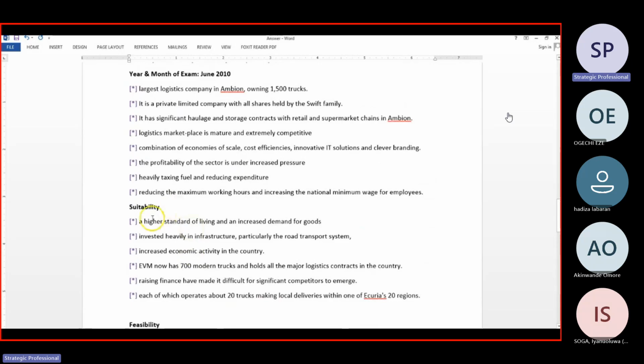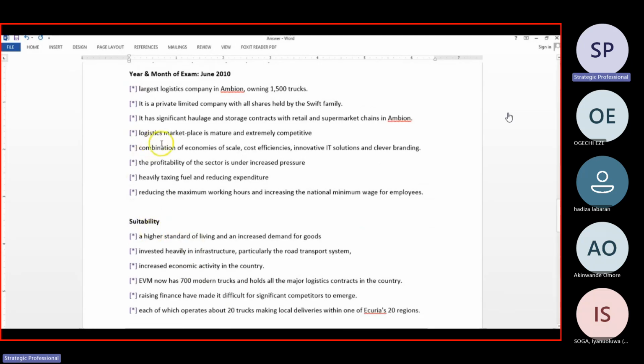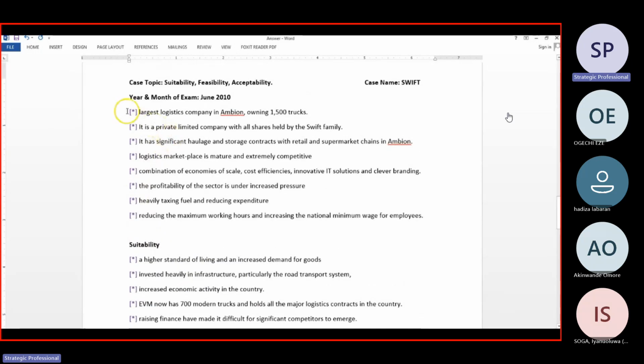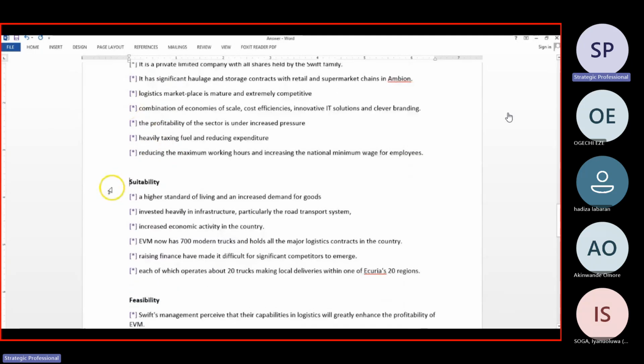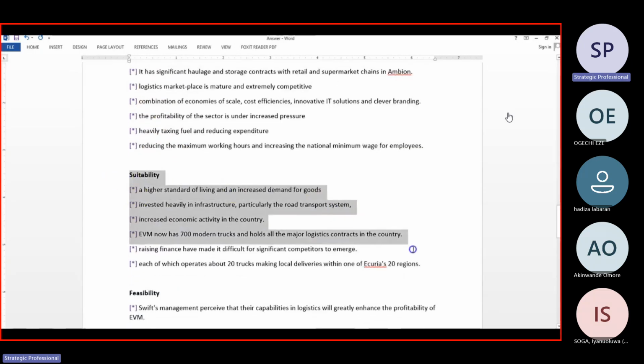So if you take here, your answer should work like this. It should tell about the suitability of the EVM. It says if we go and buy EVM, we will have a high increase in sales. The government supports it, and that means increased economic activity. The EVM has 700 trucks. There's very little competition from the existing players in that country. So it is a very attractive target in terms of suitability.